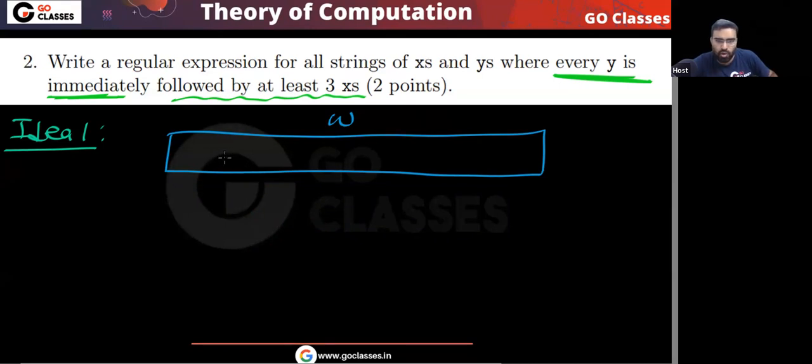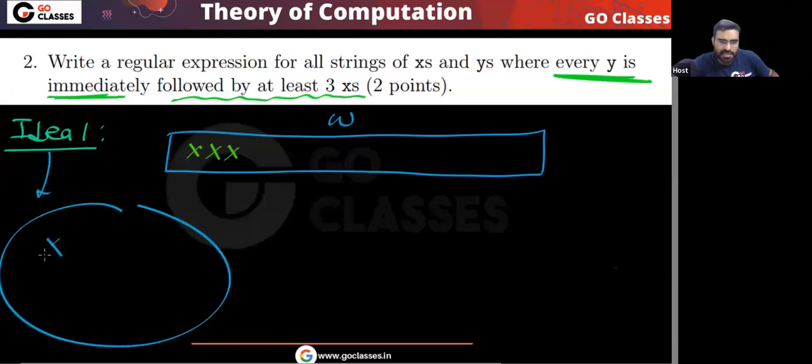Is there any restriction on x? There is no restriction on x. Remember, we have no limitation on x. Remember, every y should be immediately followed by triple x. Means if you see this y, then it should be followed by at least 3 x's. But there is no limitation on x. So in this idea number 1, I am saying that this x can appear any number of times.